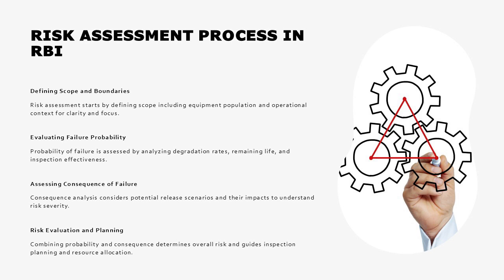The results of the POF and COF evaluations are combined to determine overall risk, often represented using risk matrices or ranking systems. Equipment is then categorized into relative risk levels, such as low, medium, or high risk. Based on these results, inspection plans are developed to allocate resources where they will have the greatest risk reduction benefit.